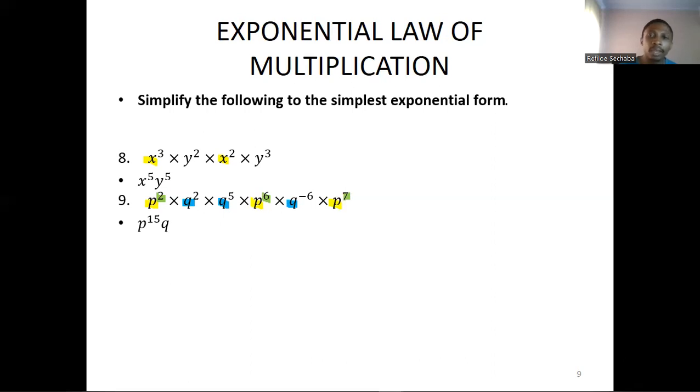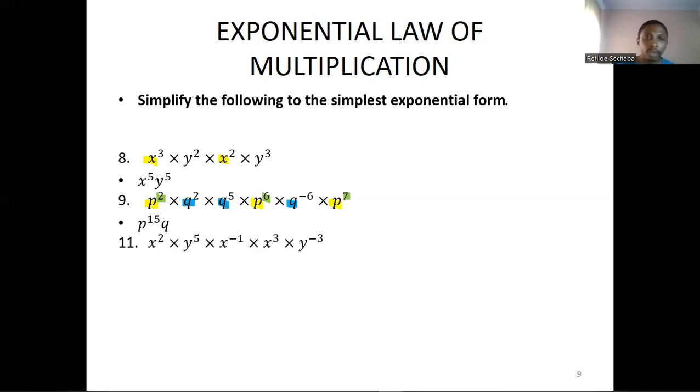Let me just clarify this. If the exponent is positive 1, we do not write it. So if you are just given the base and there's no exponent given to you, you just know that the exponent of that base is 1. You don't say that it's 0, it is 1. The only time that the exponent will not be written is if the exponent is 1. If it is 0, then it will be written. If it is -1, then it will be written.